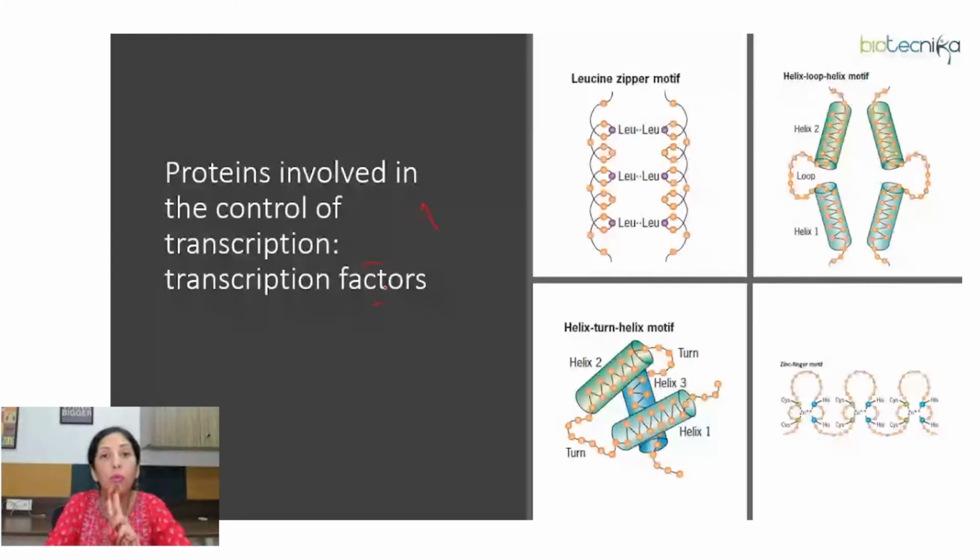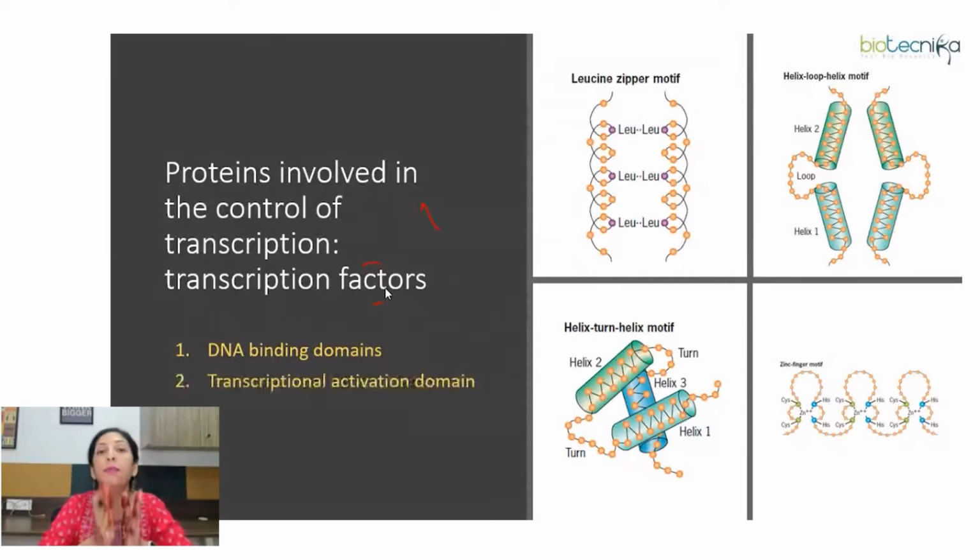The proteins which are involved in the control of transcription are the transcription factors, right? So basically they have 2 domains, which are known as the DNA binding domain and the transcriptional activation domain. The DNA binding domain helps these factors bind to the DNA, and the transcriptional activation domain helps these factors interact with the other components of the transcriptional machinery. These factors have some structural motifs as DNA binding domains. Those structural motifs have particular sequences of amino acids, present in a specific manner, and that is known as the DNA binding domain.